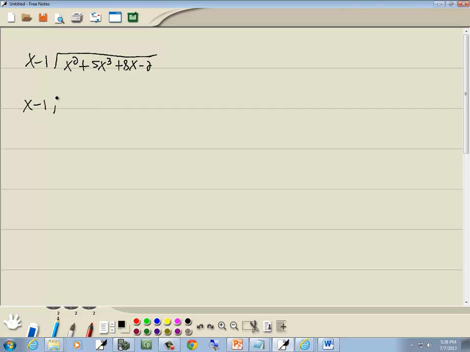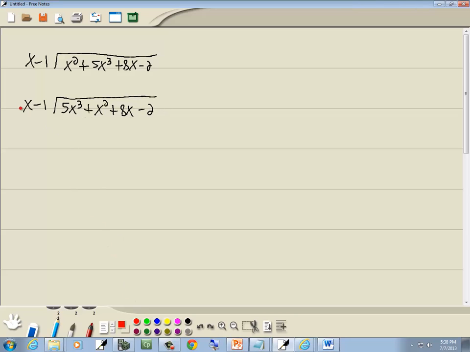The x minus 1 is fine. Standard form means from largest power down to smallest. So we'll put our x to the third first, and then we'll put our x squared next, and then we'll put our x after that, and then our no x, constant term, at the end. So again, it goes from x to the third, x squared, x, no x.